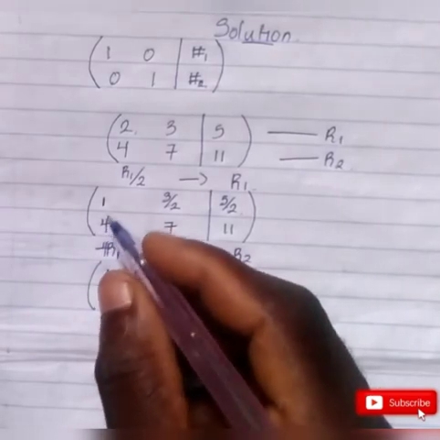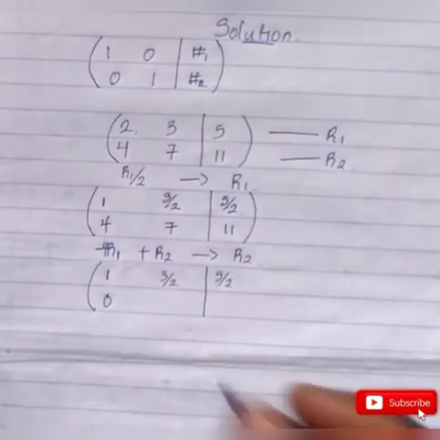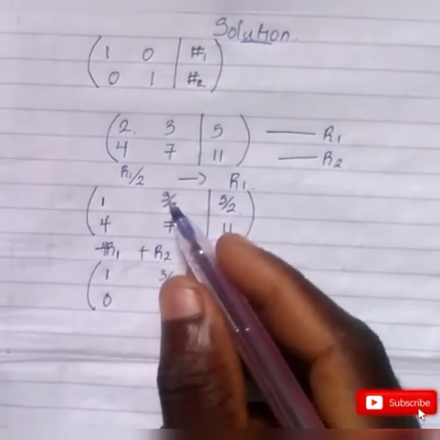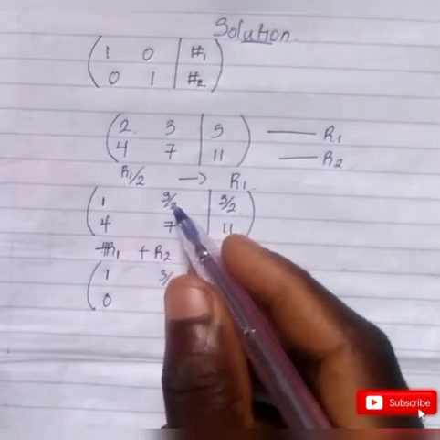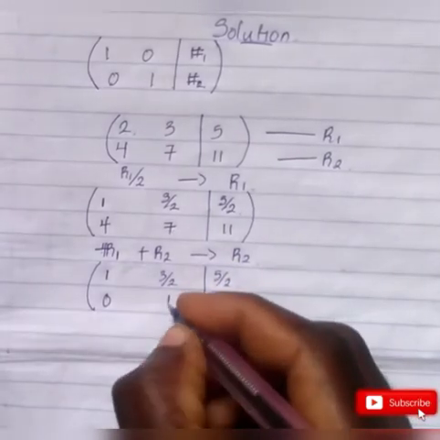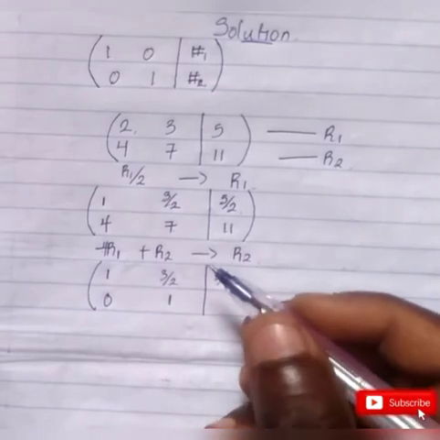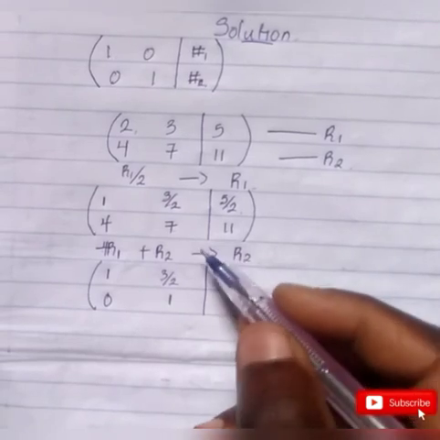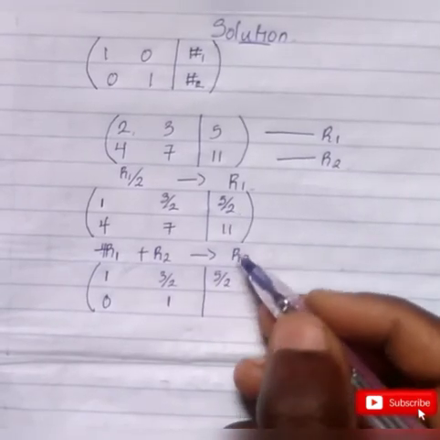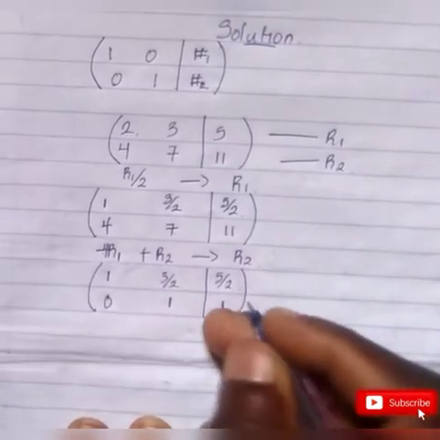That is minus 4 times 1, which is minus 4, plus 4. That gives you 0. Then for this, you have minus 4 times 3 over 2. That is minus 12 over 2, which is minus 6. Now minus 6 plus 7, that is 1. Then minus 4 times 5 over 2, that gives us minus 10. And minus 10 plus 11 gives us 1. So you write it this way. Now you have this already.